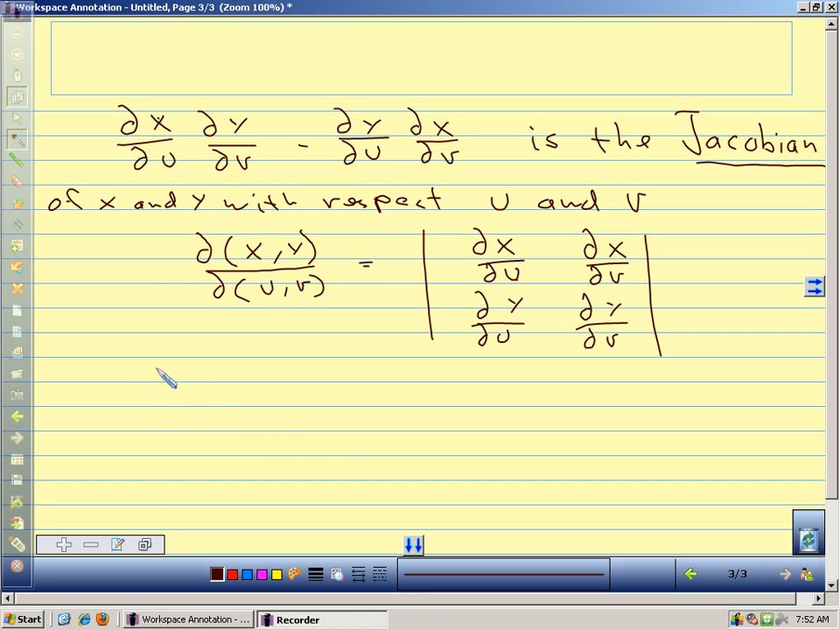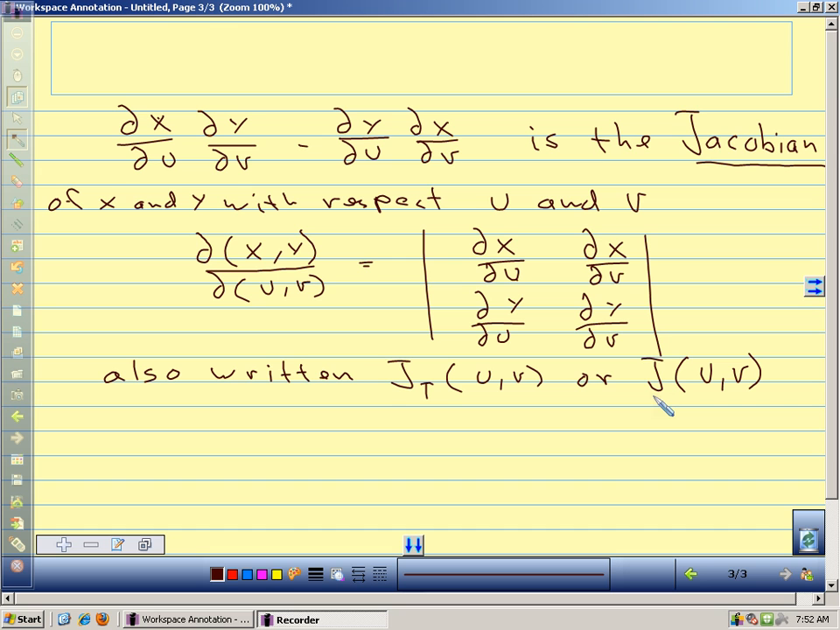And sometimes you will also see it written J sub t of u and v, or just J of u and v. So just different notations. So this is the Jacobian transformation, or just the Jacobian.